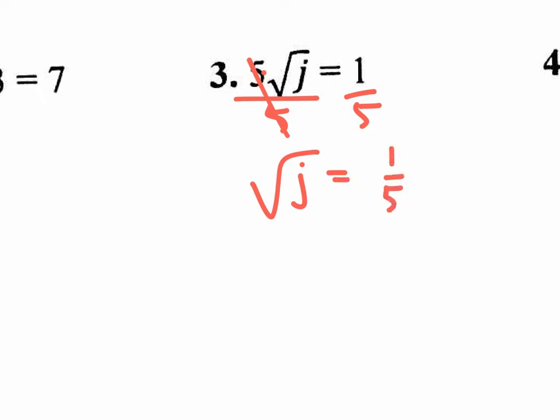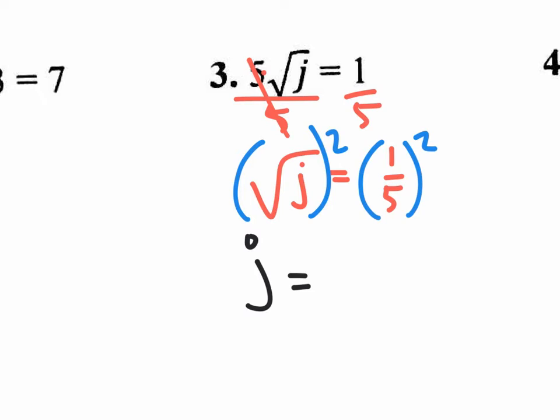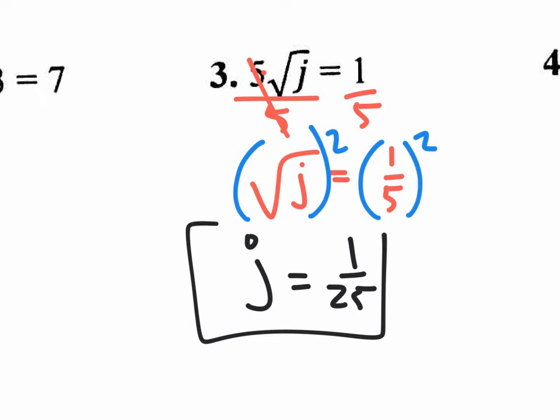Now, what do I do to get rid of the square root to just have j? You're going to square it. And what you do to one side, do to the other side. Use parentheses. So now you have j, that's what you want, equals 1/5 squared. What is 1/5 squared? It's simply 1/5 times 1/5, which is actually 1/25. There you go.